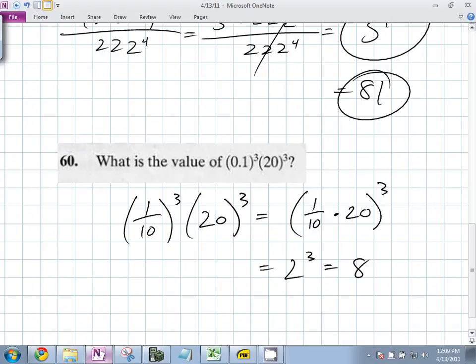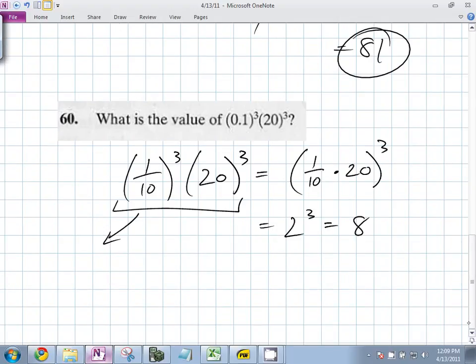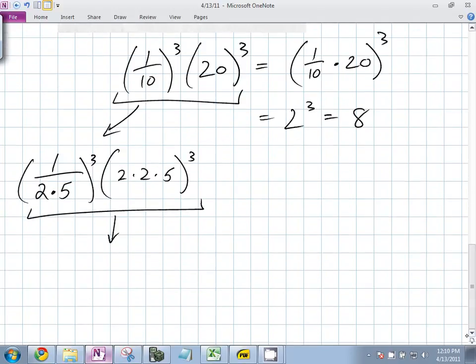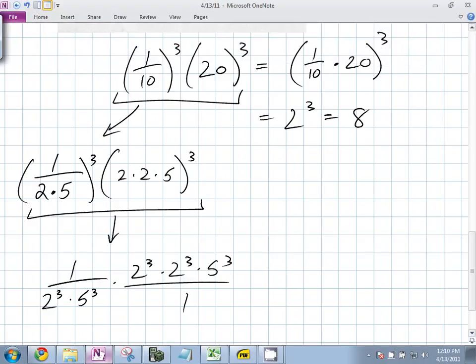Another way to look at this, this is not a solution method, but this is more of an exploration. Instead, from here, factoring things can be very helpful, especially before you amplify them with exponents. What is 10? 2 times 5. 20 is 2 times 2 times 5, right? So if you distribute that power in, you get 1 over 2 cubed times 5 cubed times 2 cubed, 2 cubed, 5 cubed over 1. What cancels there?